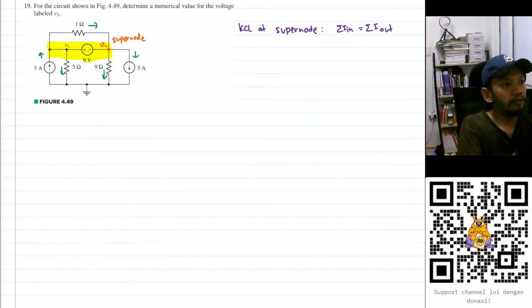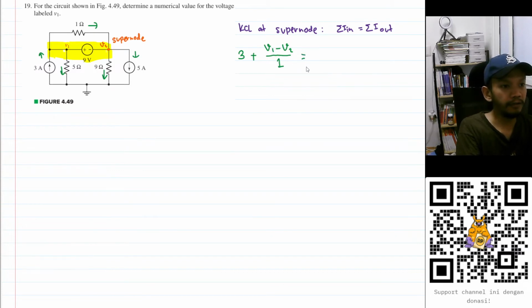Now the current that goes in will be from this current source to the supernode. So I will have 3, plus this current here that is going to V2, that is V1 minus V2 divided by 1. I think all of the current that goes in is already plugged in.